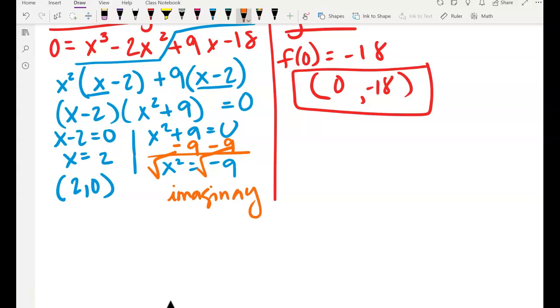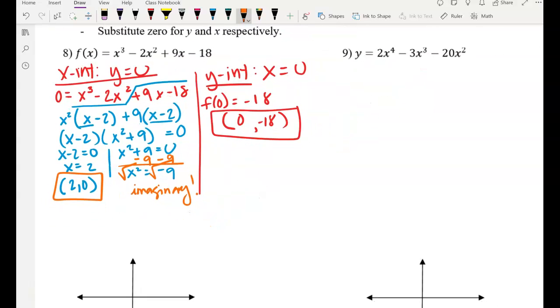We don't need to worry about it in the x-intercept world. But when it says solve, then we do need to keep it, right? But for x-intercepts only, we don't need to worry about it. Okay, so this one, there are 2 answers total. One's an x-intercept, one's a y-intercept. We're going to do 9, and then we'll sketch both at the same time.